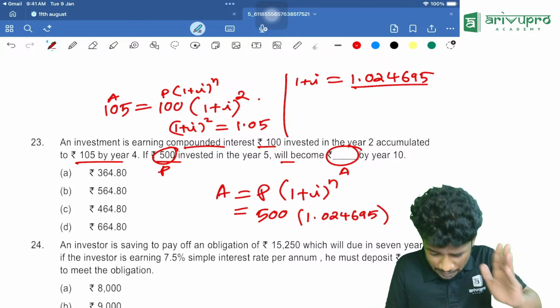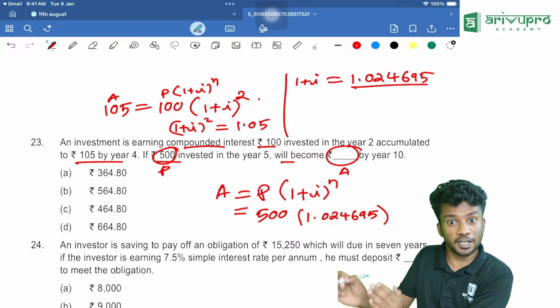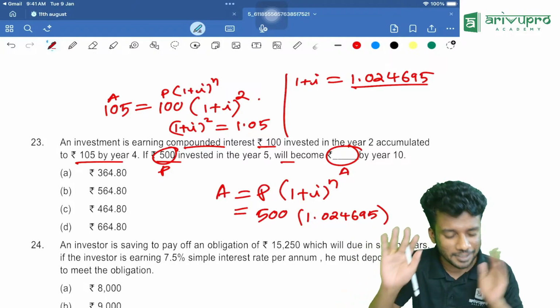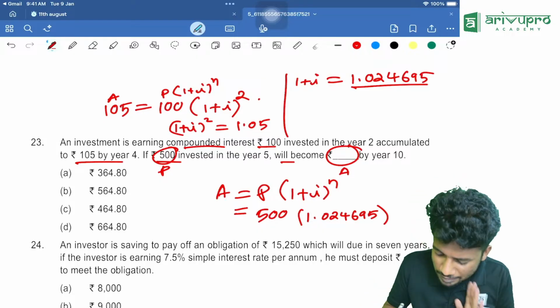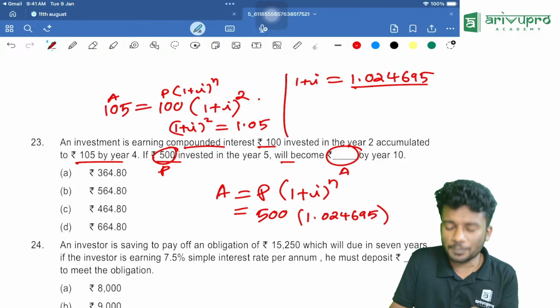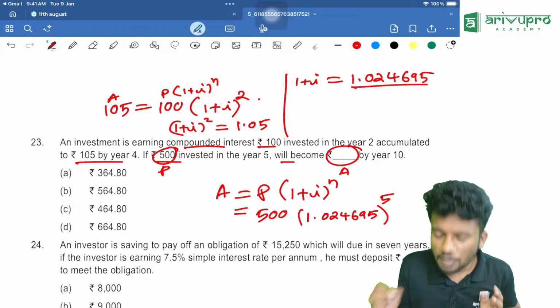Yes, it's already there. So don't think like I need to rewrite everything and do. No, don't do that. Use the calculator. If you are having a calculator, you can save a lot of time. The entire thing raised to how many years? From year 5 to year 10. That is nothing but 5 years.